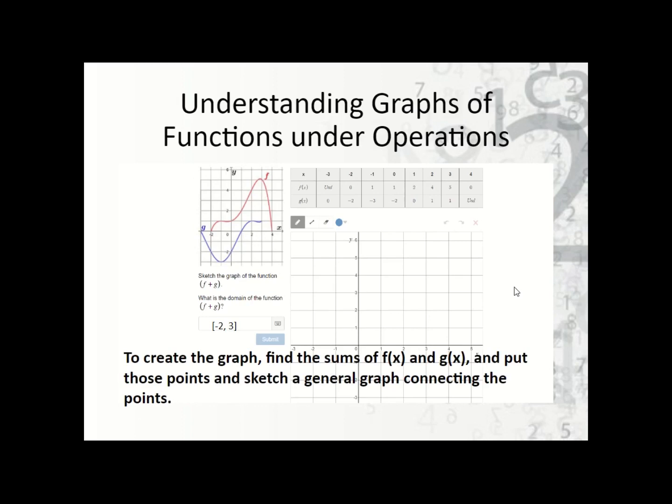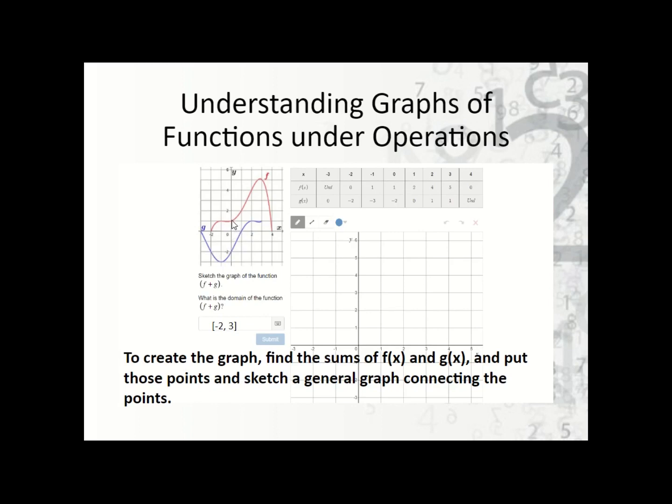Then to create the graph, we need to find the sums of f of x and g of x and put those points on a sketch in a general area. So it doesn't have to be exact, but we should be kind of close. For instance, we could take this point right here. So when x is negative 2, f was 0 and g was negative 2. So if we add those two together, we get negative 2. So f plus g should be here at negative 2.